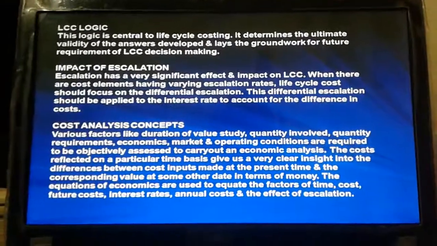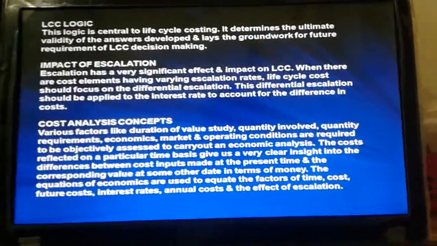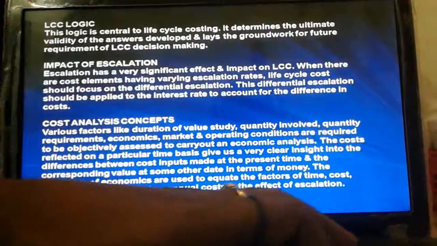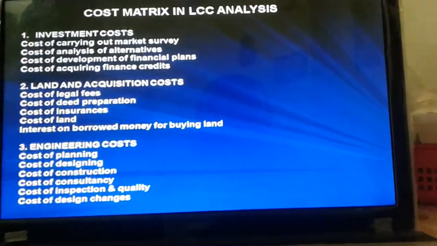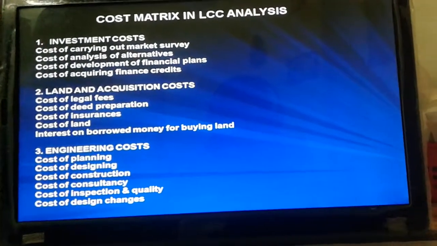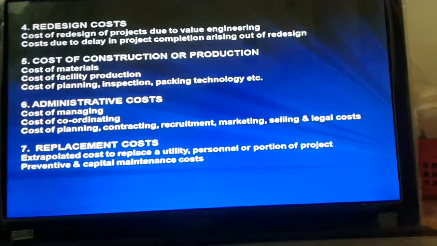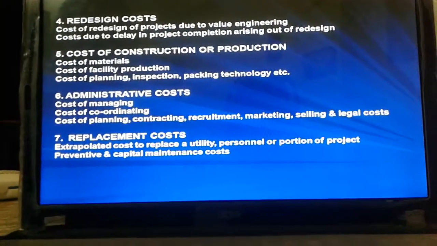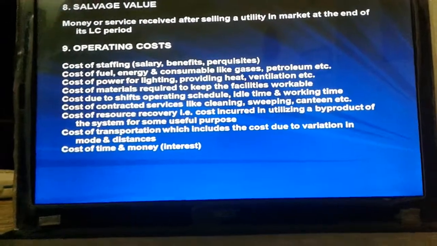So in this life cycle costing logic, basically it helps us to make decisions, and also the impact of escalation has to be considered. Next, finally we come to the cost matrix in LCC analysis. The cost matrix comprises investment costs, land acquisition costs, engineering costs, redesign costs, cost of construction or production, administrative costs, replacement costs, salvage value, and finally operating costs.